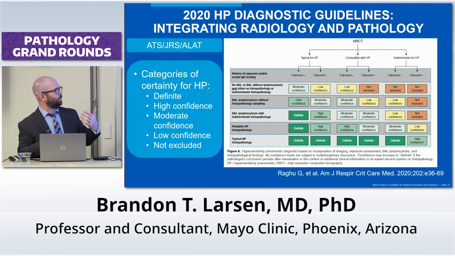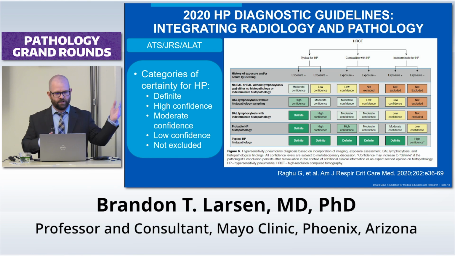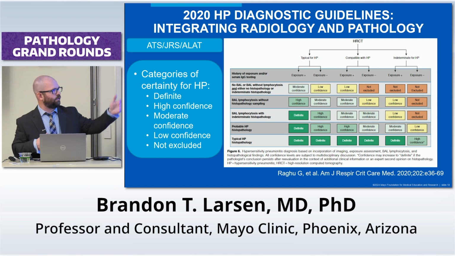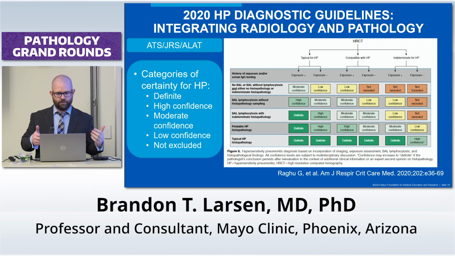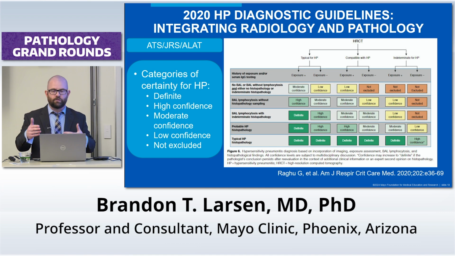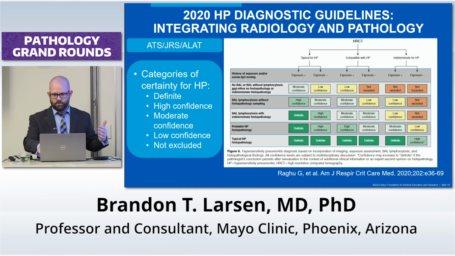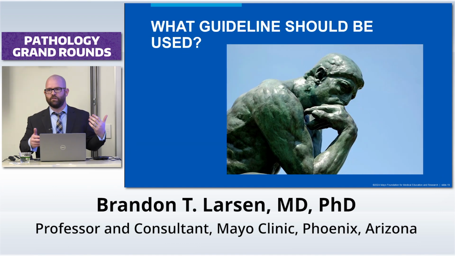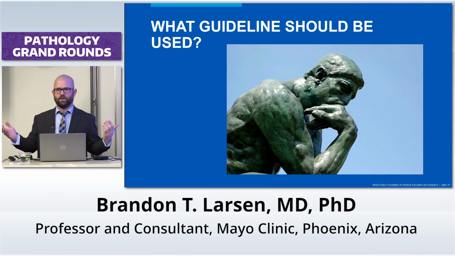These guidelines also provided us with a matrix like this, where again, the imaging can be combined with whether or not the patient has a relevant exposure, and then combined with the histopathology to decide the level of confidence of a diagnosis of hypersensitivity pneumonitis or not. So this looks great from a conceptual standpoint. But what do you use as a pathologist? Which guideline supersedes the other guideline? And how do you bring these together?